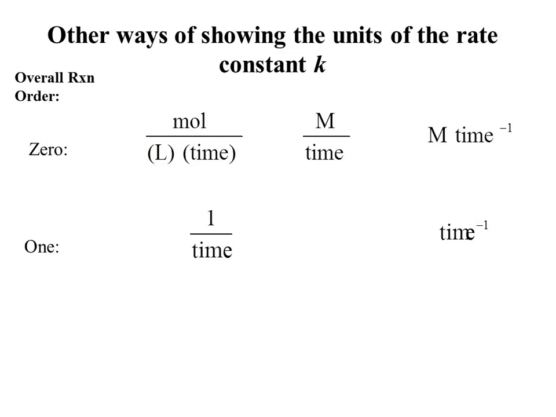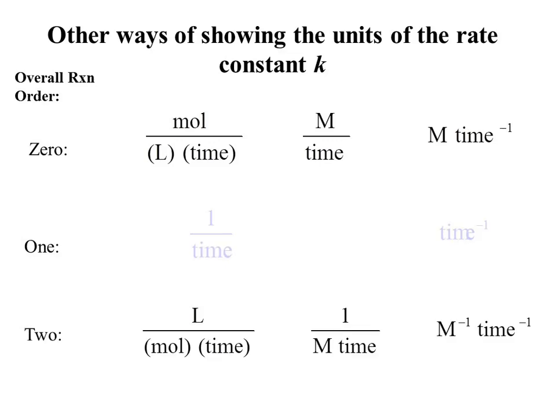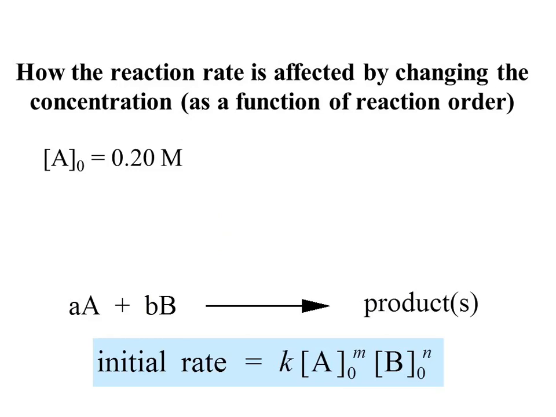Overall reaction order of 1: inverse time, basically. A couple ways to do that. Overall reaction order of 2: you have the inverse of moles per liter and inverse of time, basically. So liters per mole per time, or moles per liter to the -1 power times time to the -1 power. Okay, so that's the rate law constant, little k.